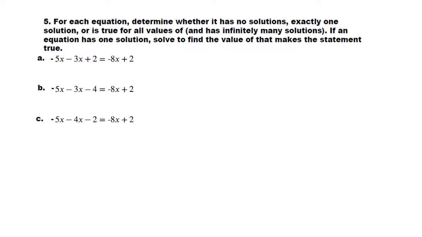So when I simplify A, I get negative 5x and negative 3x. I'm going to change my color here. It gives me negative 8x plus 2 equals negative 8x plus 2. Exactly the same on both sides. So I know that it's going to be all values.